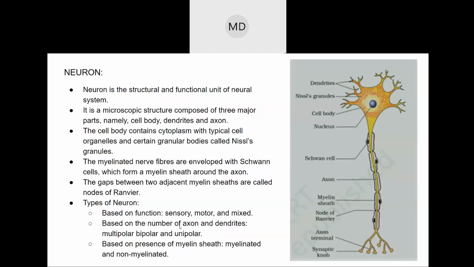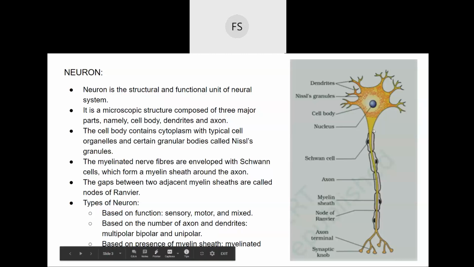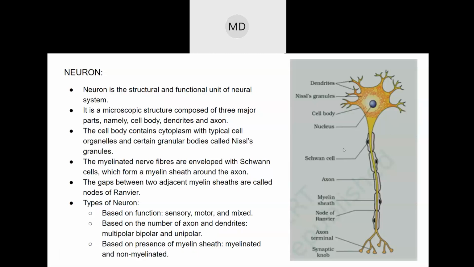Whenever the structure of a neuron is asked, this is the diagram to be drawn because this is a standard neuron. The multipolar neuron is a standard neuron. This is the neuron normally found, but there are other types also. So whenever it is asked to draw, you have to draw this one.